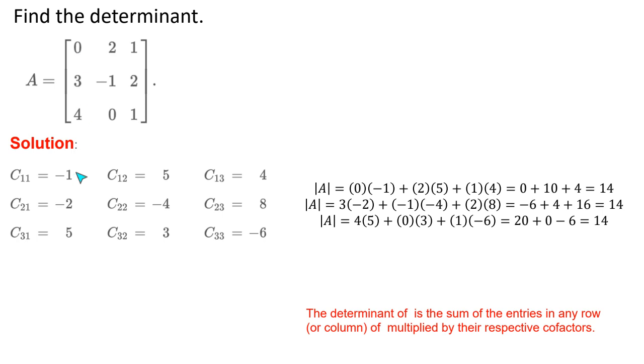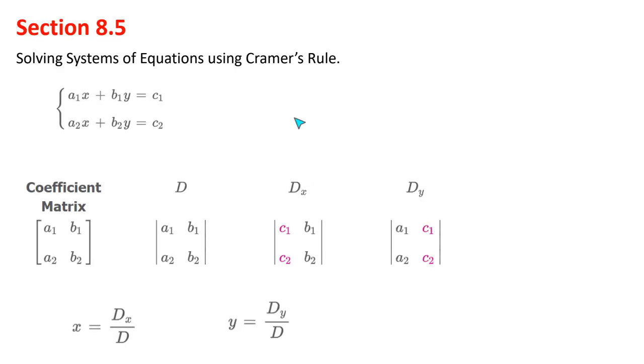So here you have 0 times -1. You have your 2 times the 5. That's where we get 2 times 5. 1 times 4 is 1 times 4. So you get 14. But you can pick any of them. So we would have 3 times -2, -1 times -4, 2 times 8, and you still get 14. So you can choose any of the rows, okay? And so your determinant is going to be 14.